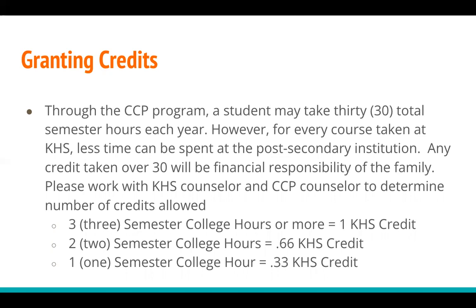If it's less than that, then we calculate the appropriate credit. So a 2 semester hour class is 0.667 of a credit for us, and a 1 semester hour course, which there's not many of them, is 0.33 of a credit for us. 30 semester hours is the limit that you can take through a CCP institution and be covered under the CCP program. So 30 is the max.